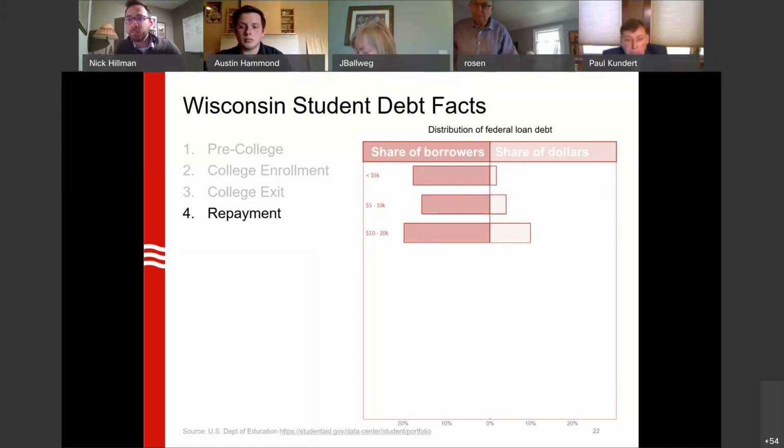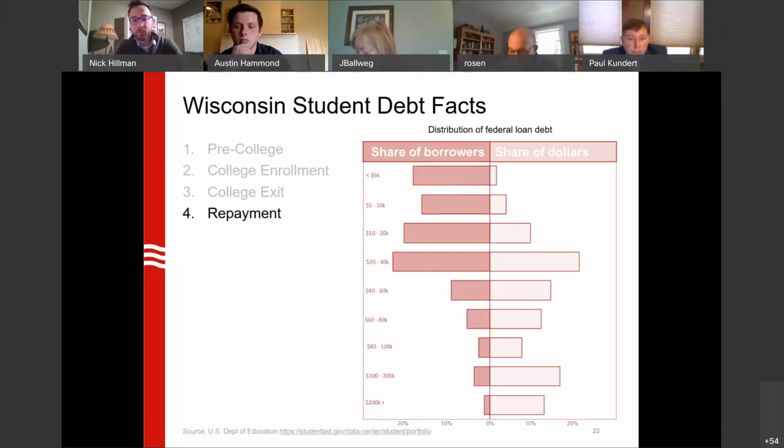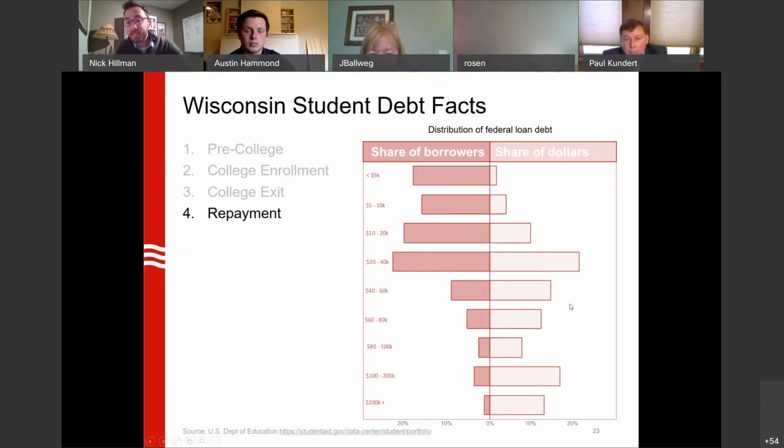This gets important because we have a group of people in the middle who borrow 20 to 40,000, and that's a sizable share. But down here at the bottom, you've got very small percentages of borrowers who borrow a whole lot of debt. These bottom four represent only 13% of borrowers, but they hold 50% of the state's debt.